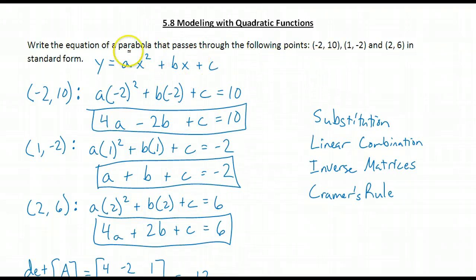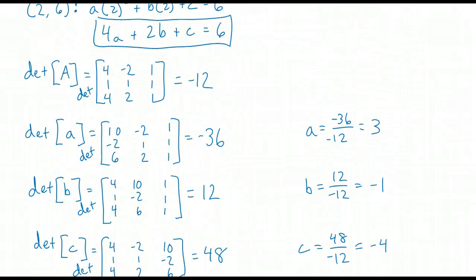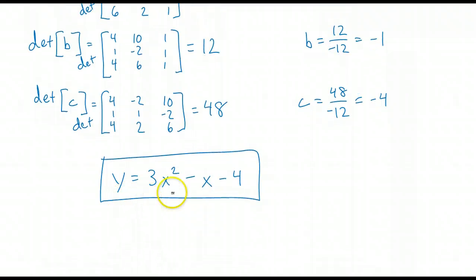So in order to write the equation of a parabola in standard form, I need to figure out my a, b, and my c. To do that, I'm going to set up a system of equations using these 3 points, and then solve that system of equations for a, b, and c. Finally, writing my answer in standard form.